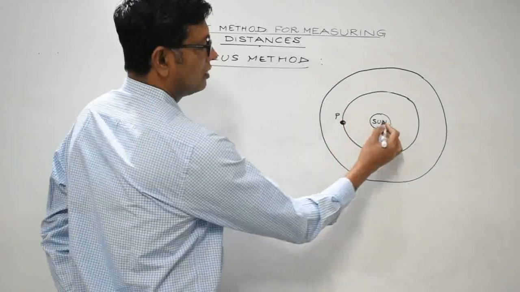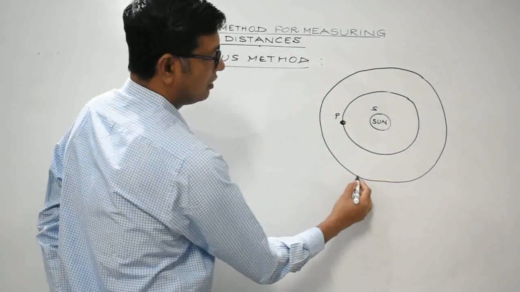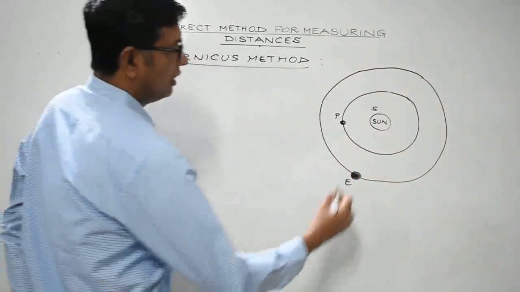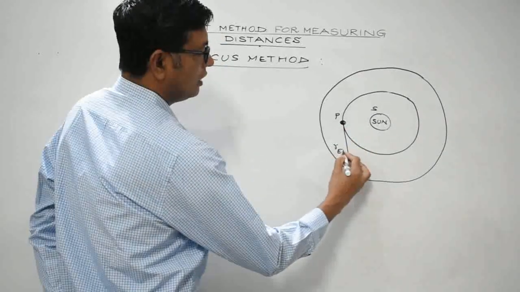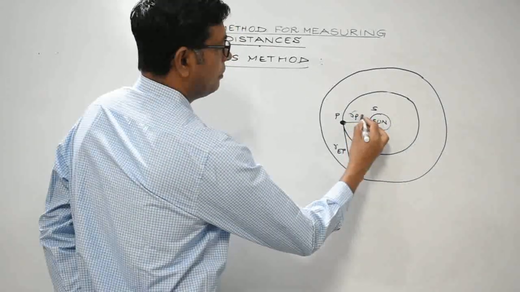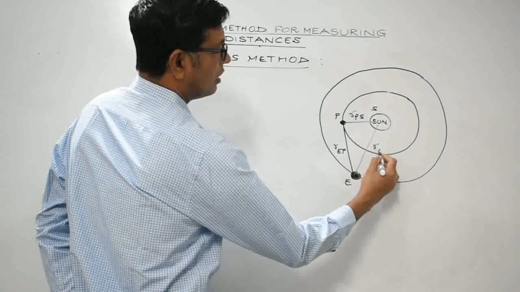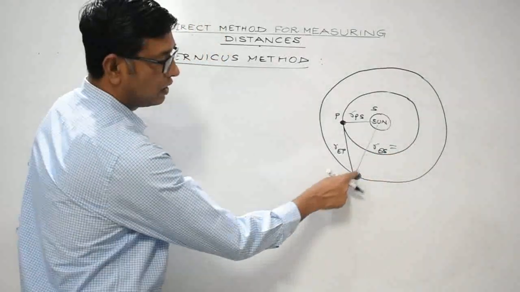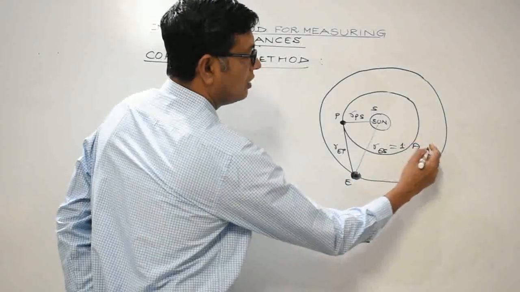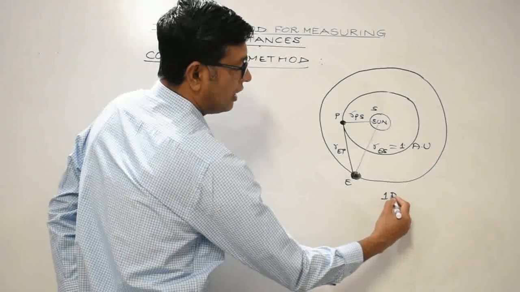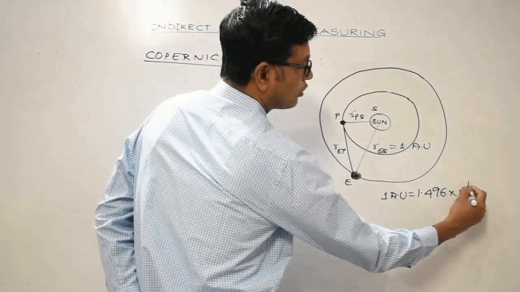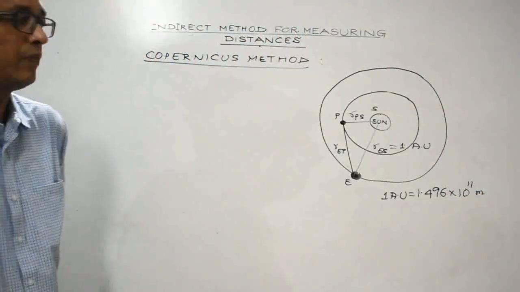Let us denote this by P, Sun by S, and let us consider this to be Earth, and denote it by E. Right? Let this distance be REP, distance of the planet from the Earth. This distance be RPS, and this distance be RES. Now the distance of the Earth from the Sun is known to us. It is 1 astronomical unit. And we are aware, 1 astronomical unit is 1.496 into 10^11 meters. Right?